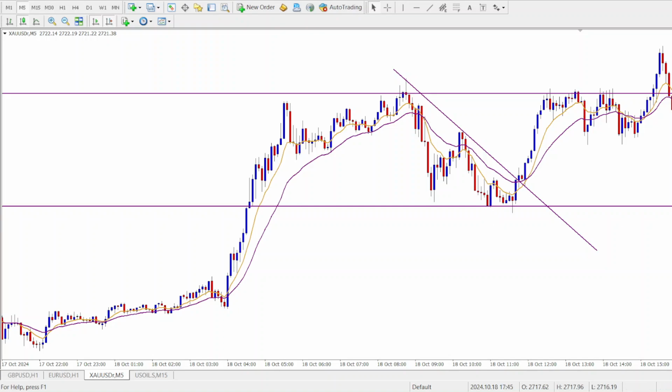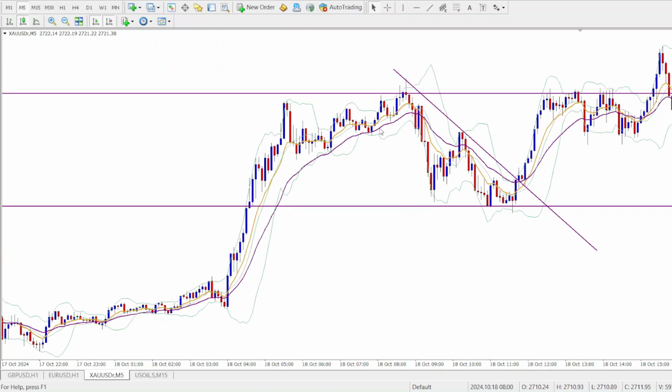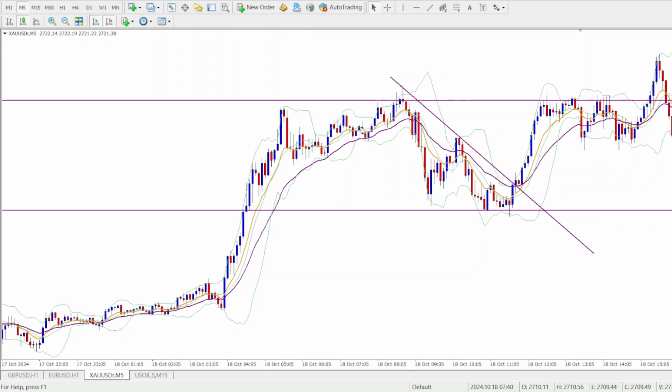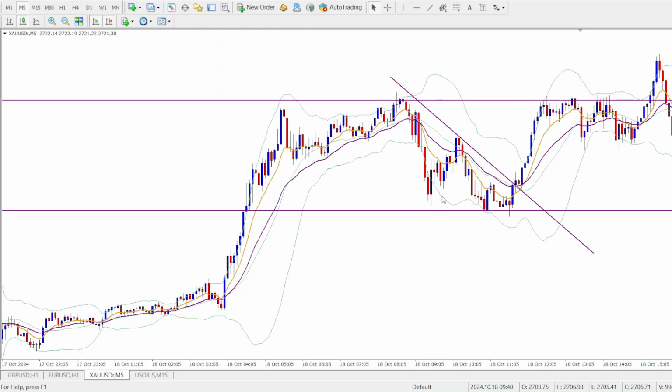Now let us look at the Bollinger Bands. The Bollinger Bands is the next on our list. The Bollinger Bands consist of a middle band, usually the 20 period SMA, and also two outer bands typically set to 2 standard deviations above and below the SMA.